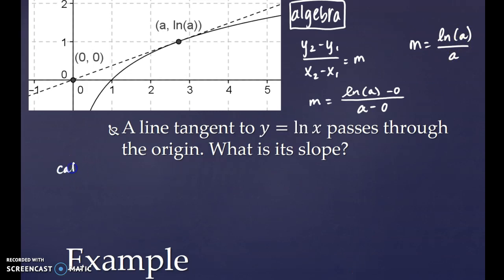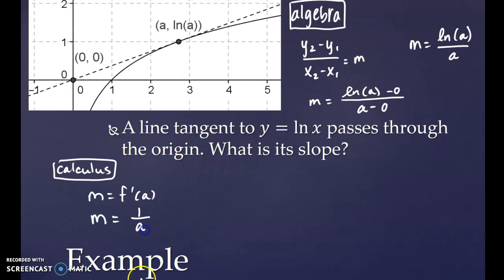I can also think about slope in a calculus way. So the slope is going to be the derivative at a, according to calculus. If I take the derivative of natural log, I get 1 over x, but at a it would be 1 over a. Now, I have two different expressions for the slope, and unless either algebra or calculus is full of lies, those two expressions must be equivalent.